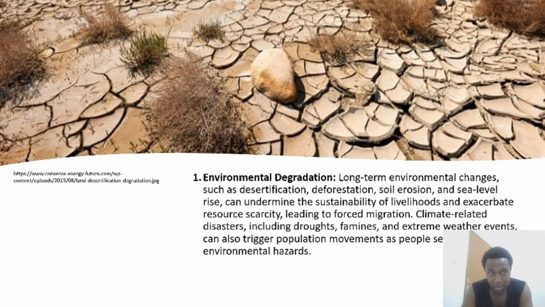Environmental degradation. Long-term environmental change such as desertification, deforestation, soil erosion, and sea level rise can undermine the sustainability of livelihoods and exacerbate resource scarcity, leading to forced migration. Climate-related disasters, including droughts, famine, and extreme weather events, can also trigger population movement as people flee environmental hazards.